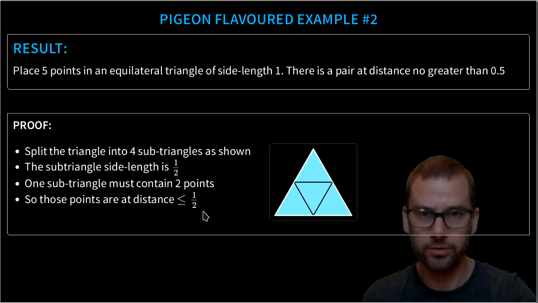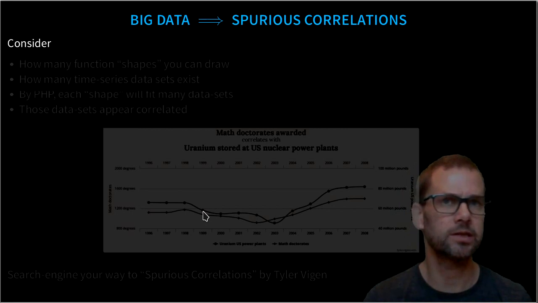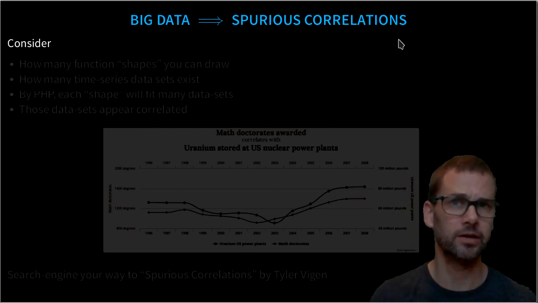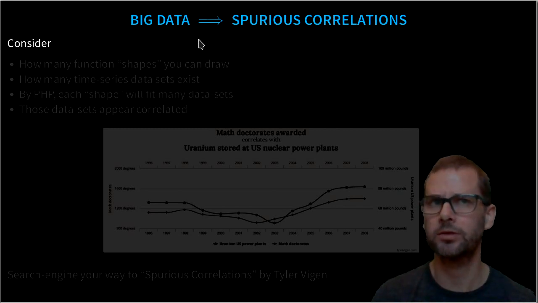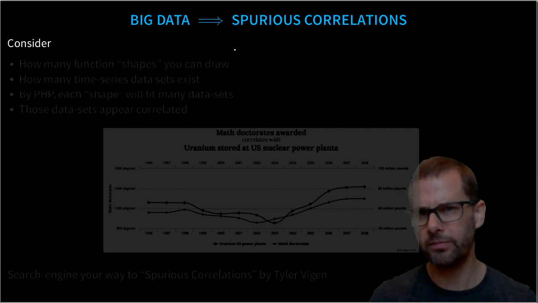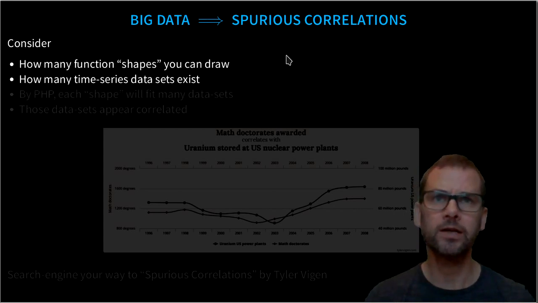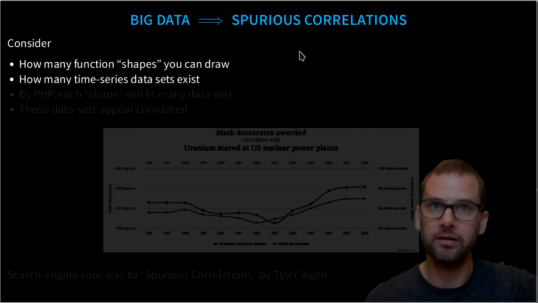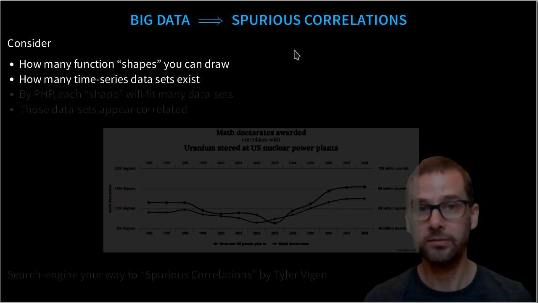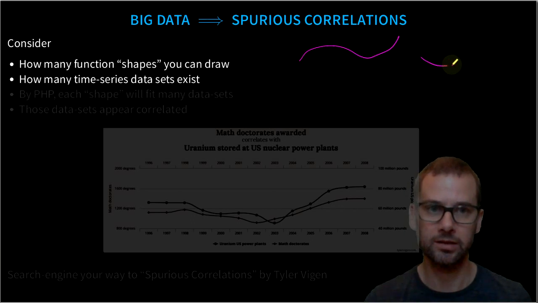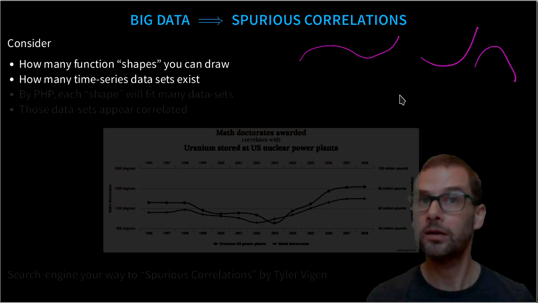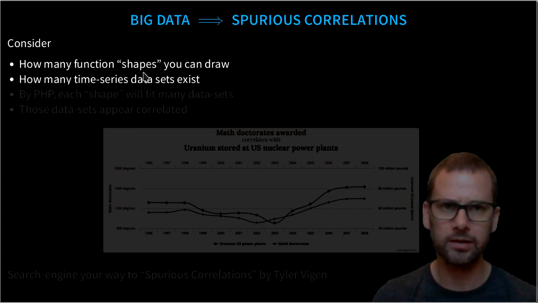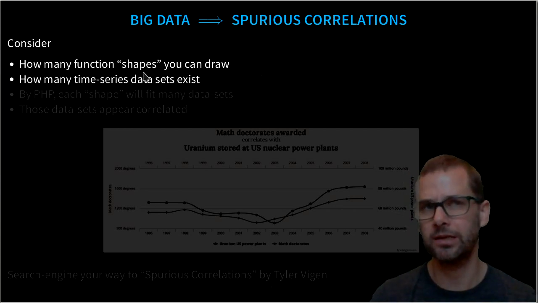Now there's one more thing I want to prove here, and this is maybe not so rigorous, but it is an observation that if you have lots and lots of data, you can get some very, very spurious correlations. This kind of comes to us from the pigeonhole principle. So think about, at least initially, how many function shapes you can draw. Think about a function of time and how it can vary during that time. You can think about functions that do something like this, or something like that, and so forth. So think about how many different shapes you can draw, and then think about how many time series data exist in the world.